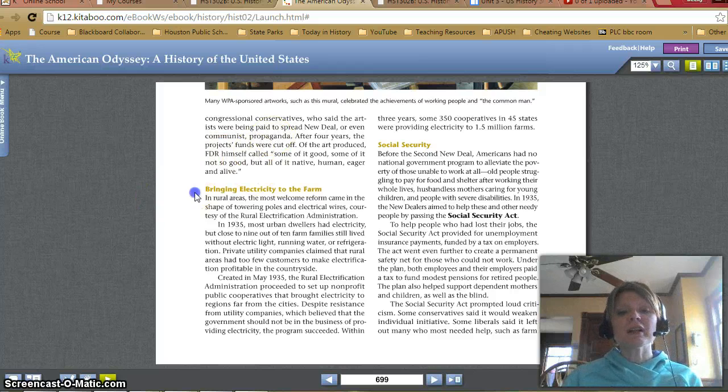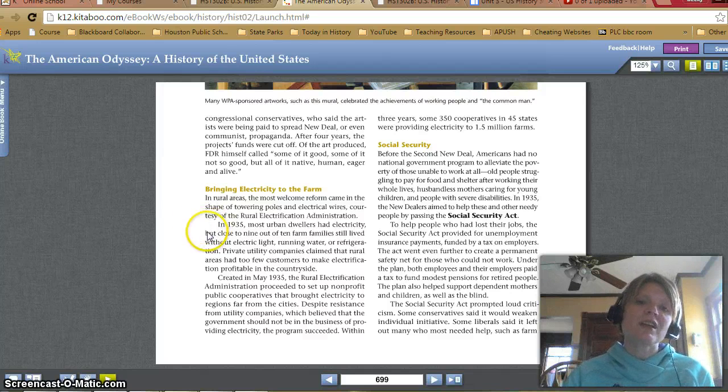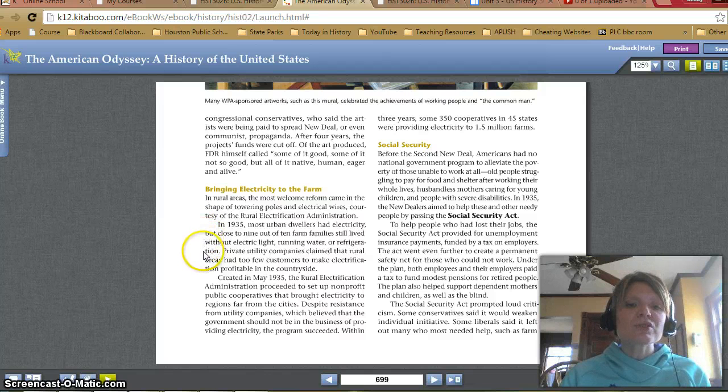But now let's read Bringing Electricity to the Farm. In rural areas, the most welcome reform came in the shape of towering poles and electrical wires courtesy of the Rural Electrification Administration. By 1935, most urban dwellers had electricity, but close to 9 out of 10 families still lived without electric light, running water, or refrigeration.